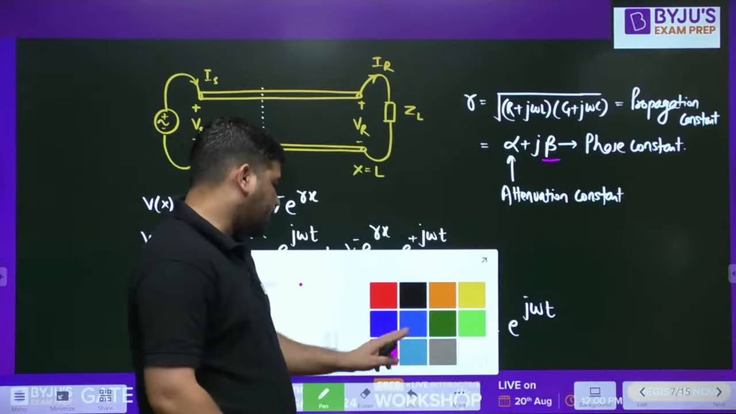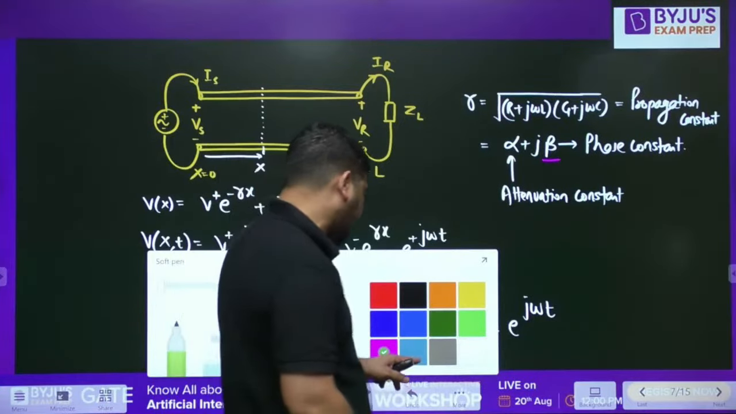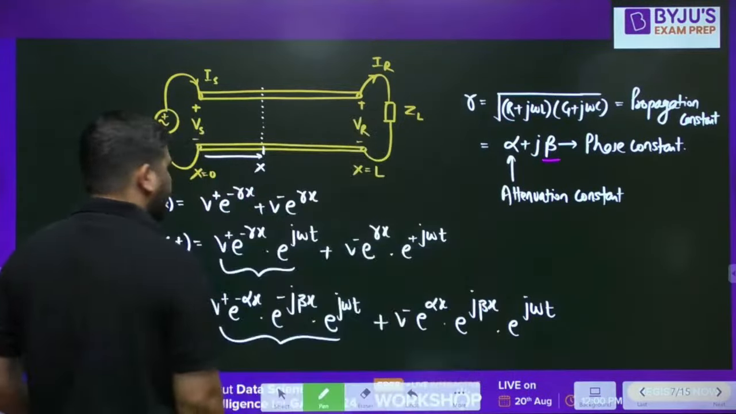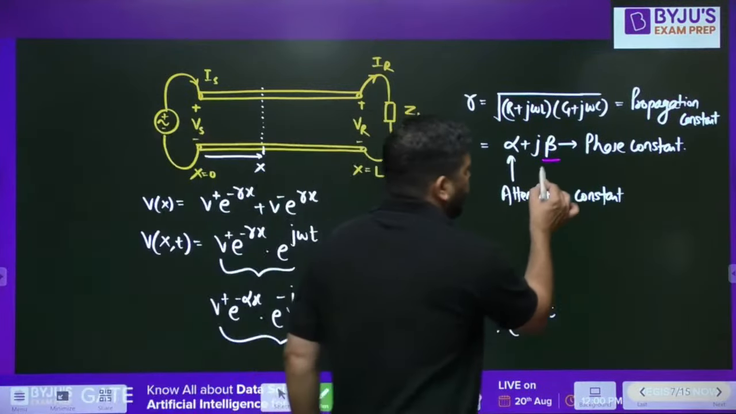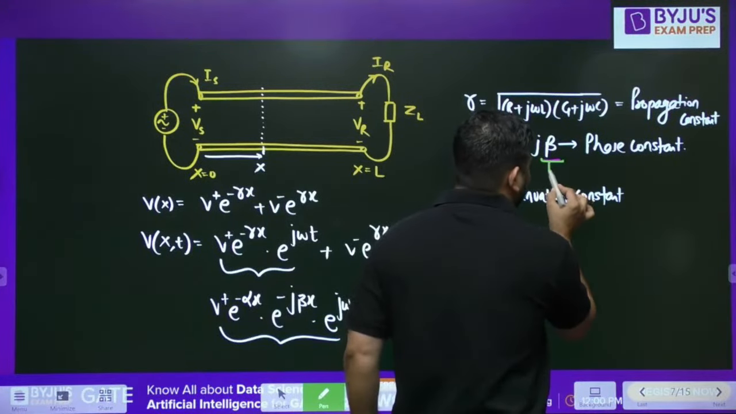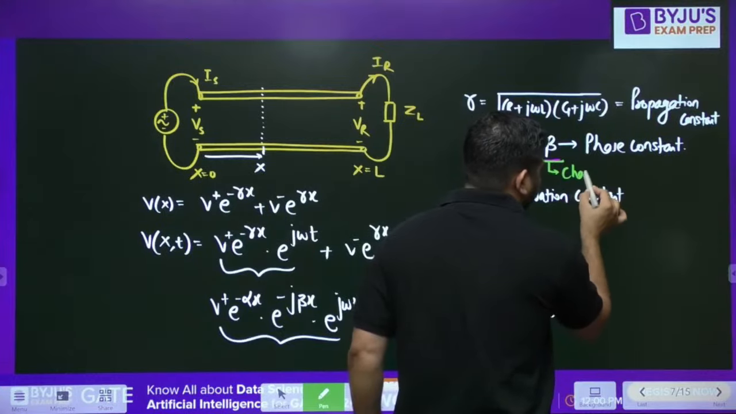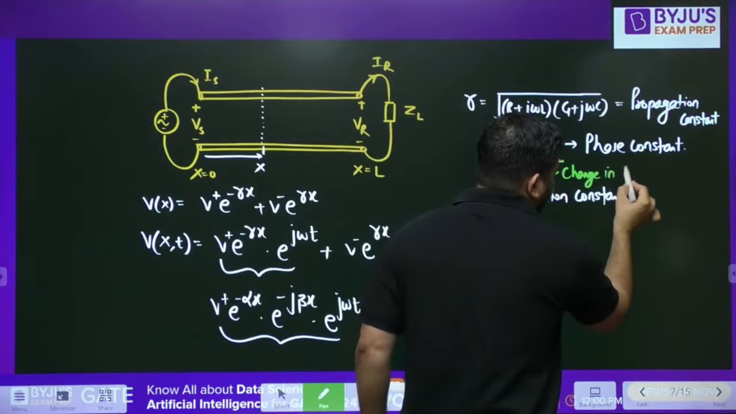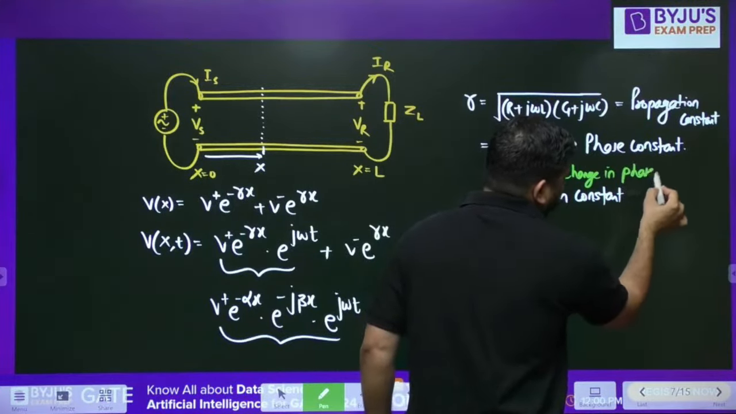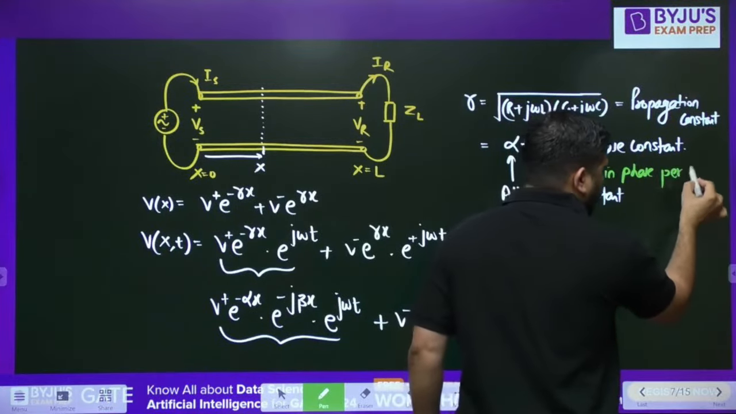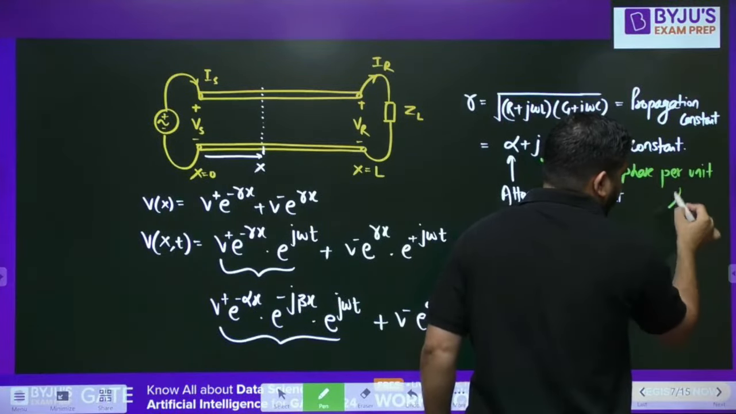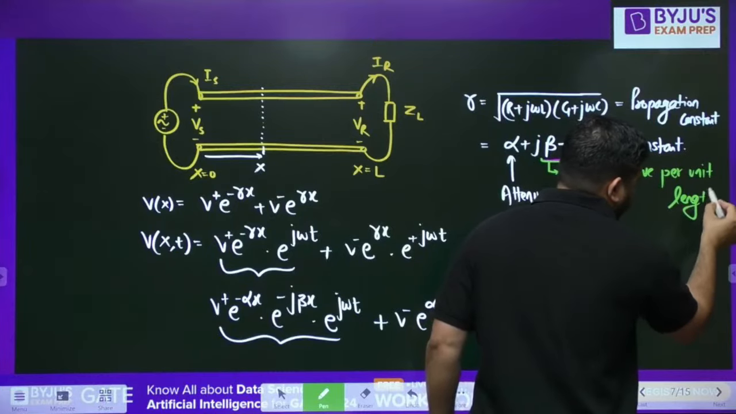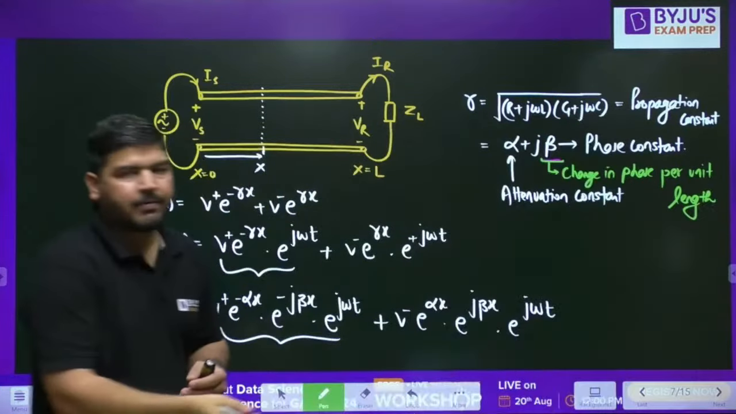So what do you mean by phase constant? Phase constant is simply the change in phase per unit length. This is known as beta. Beta is the change in phase per unit length.